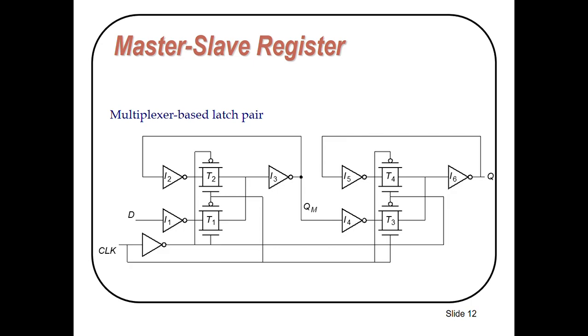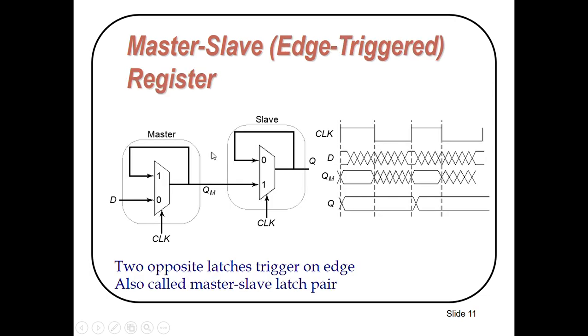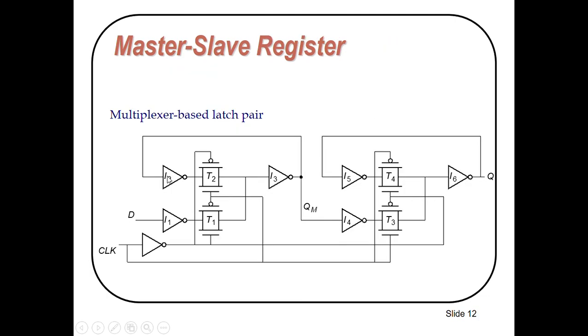So we can also use these multiplexers or C switches to design our master slave registers. We just replaced these multiplexers by using these C switches, or we have just placed the transistors here. These are PMOS and NMOS transistors. So these are the C switches, and these are basically the multiplexers. This is the master and this is the slave stage.